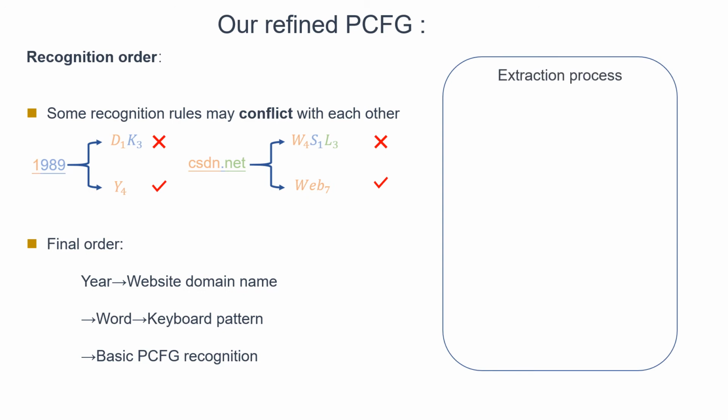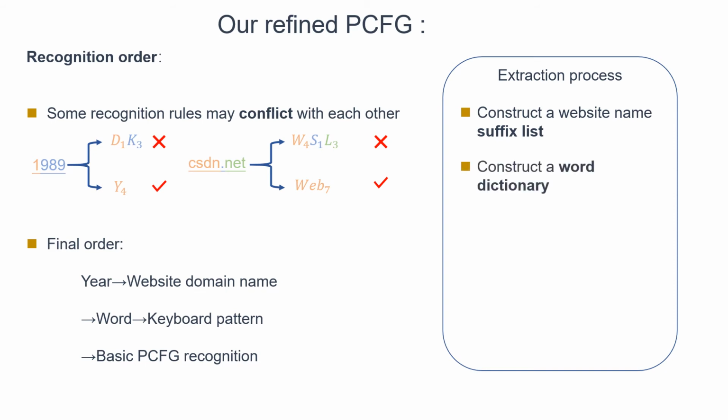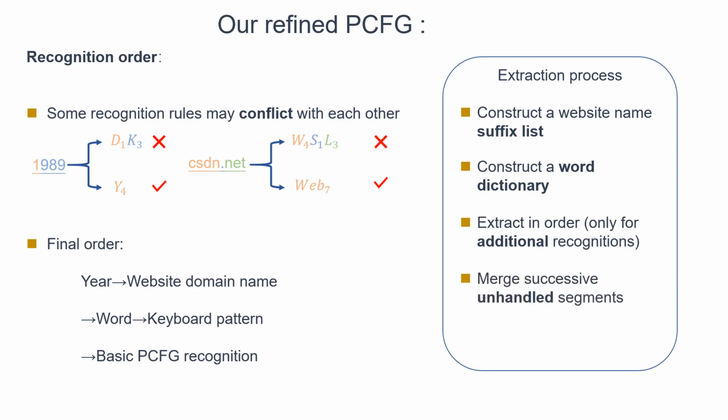So, to be precise, we first construct a website name suffix list and also a word dictionary. Then we extract in order, just for the additional recognitions, and merge successive unhandled segments. At last, we use basic PCFG to extract unhandled segments. We also analyze the frequency distribution of the extracted segments with frequency greater than 5 and verify that the extracted segments meet the Zipf distribution.